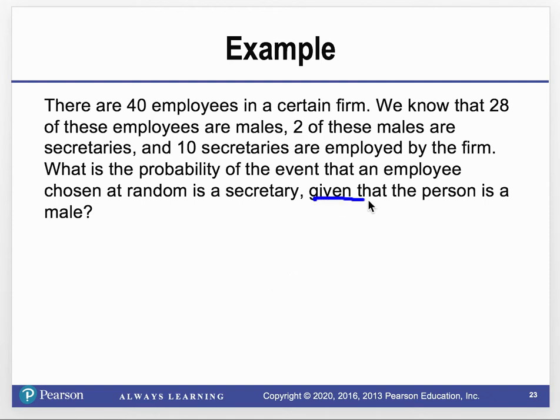Oh, look, given that the person is a male. I could look at my formula and plug those numbers in, or given that the person is a male, all I'm interested in looking at is the 28 males, right? So how many are secretaries out of those 28? 2 of the males are secretaries. What's the probability that it's going to be a secretary given that the person's a male? 1 out of 14.